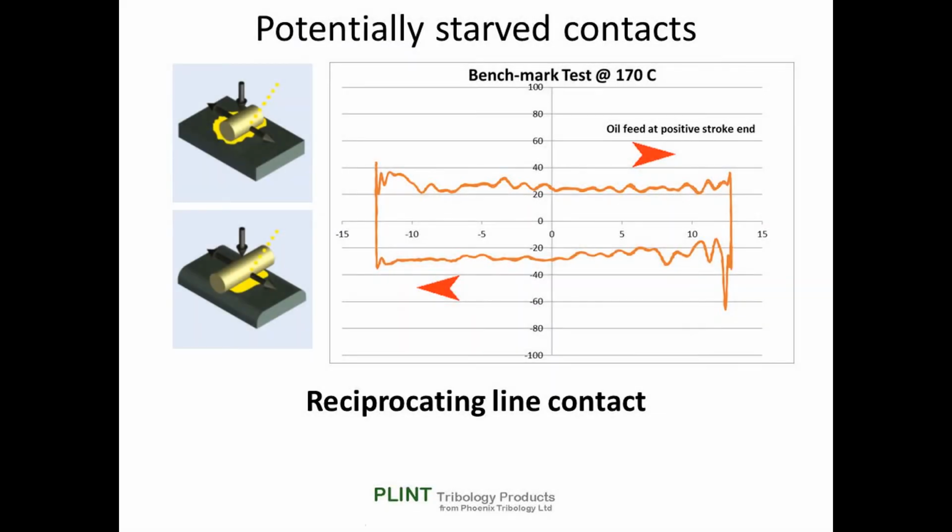It is possible to produce an asymmetrical contact in a reciprocating test by not allowing the lubricant to spread to both sides of a line contact. This produces starved lubrication in the sliding direction away from the lubricant feed and fully flooded lubrication in the opposite direction, hence different regimes depending on the direction of sliding, hence a direction-dependent frictional response.